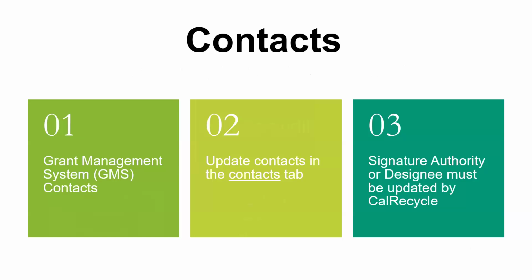Contacts. Please be reminded that only contacts who need access should be in GMS. Please keep your contacts in GMS up to date. If there are any changes, please sign into GMS and make the necessary updates. Remember that anyone with access to the grant application in GMS can make changes, but you cannot make changes to the signature authority or designated authority contacts. To update these contacts, please contact your grant manager. And if you don't know who your grant manager is, their contact information is available in GMS. Although at this point, I'm sure everybody knows who their grant manager is. Next slide, please.